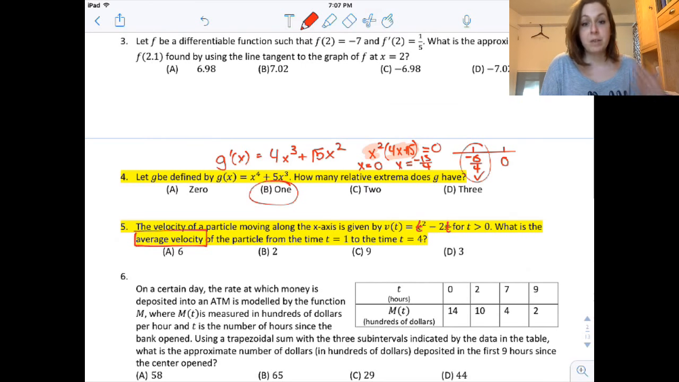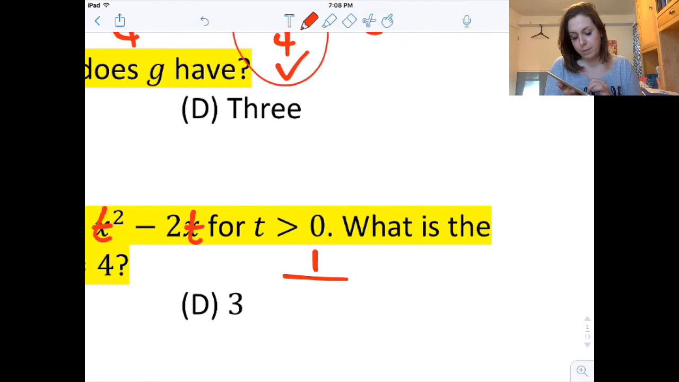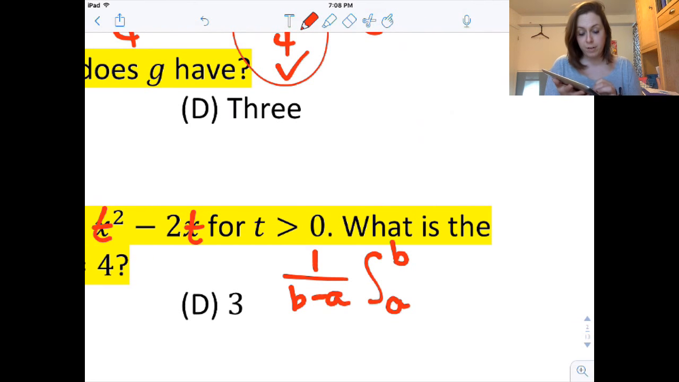Now here's the thing. When you think average velocity, I know your brain thinks, ooh, let's find slope. But look at what we're given here. We're given velocity, and we're asked for average velocity. So I'm not being asked for an average rate of change here. I'm being asked for an average value. And the average value formula is 1 over b minus a, the integral from a to b of whatever your function is. So in this case, v of t dt.